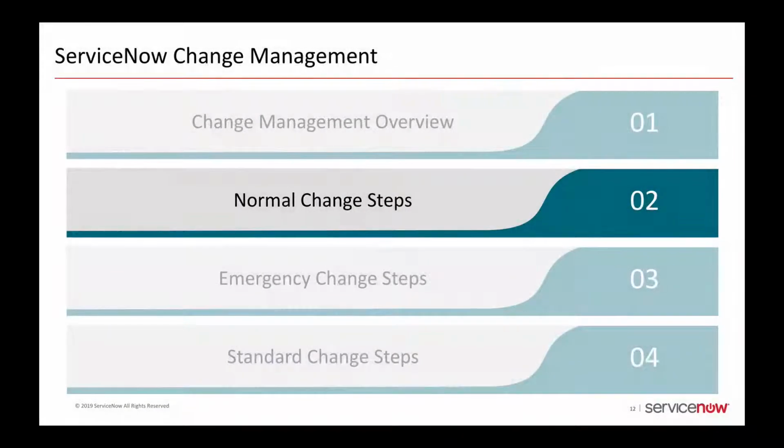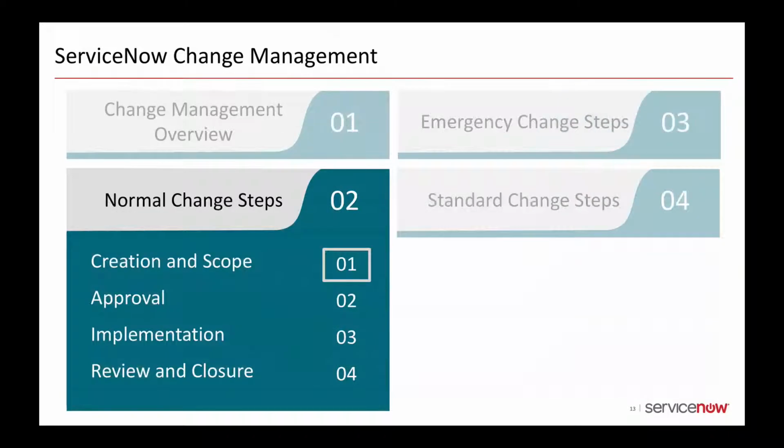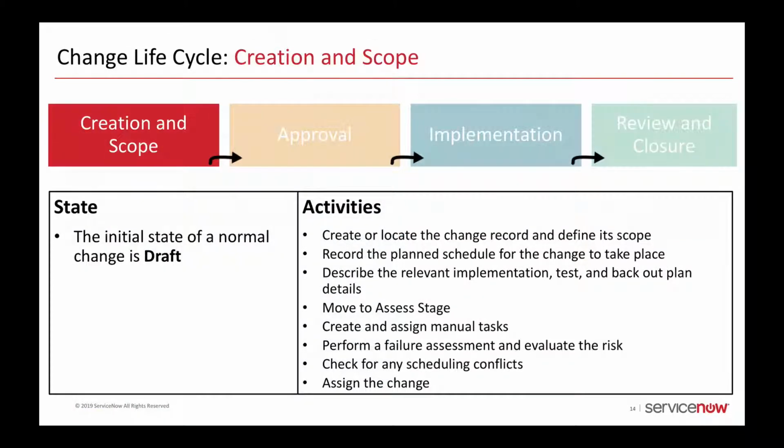Let's look at the steps for a normal change. We'll start with creating and scoping a normal change. During the creation and scope stage, first create a new change record or locate one that was generated through another application. All draft unassigned changes are identified by a state of draft.